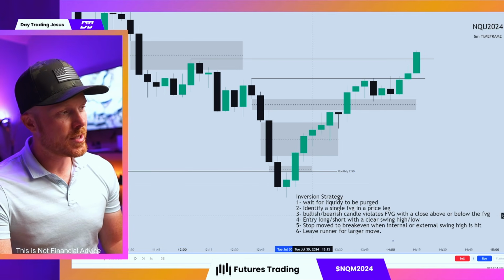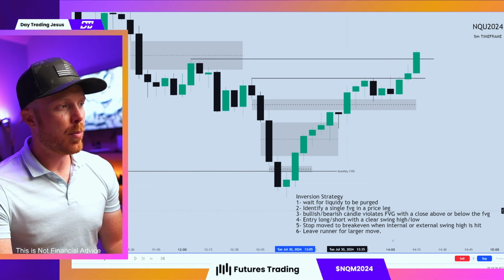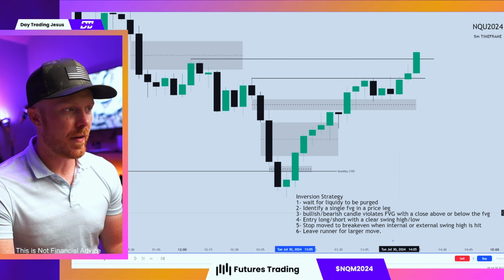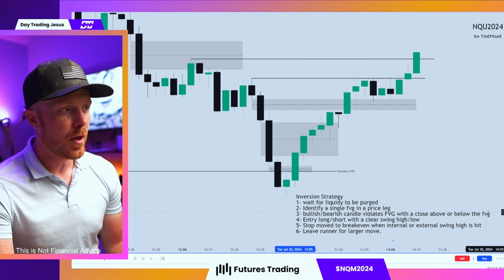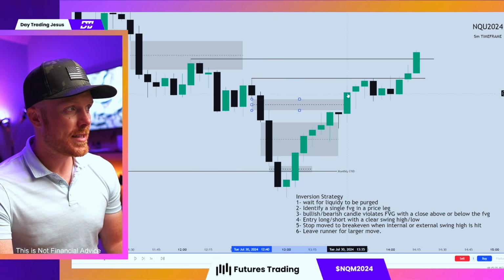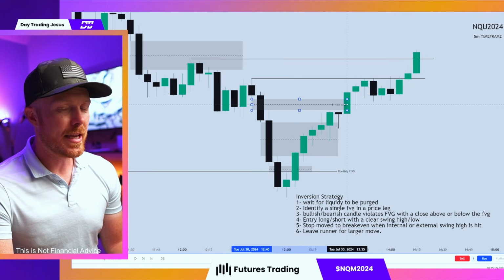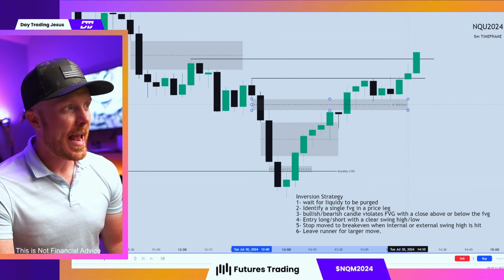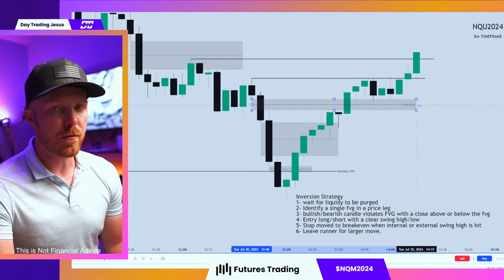So let's go on to step number 3. We want to find a bullish candle that violates this fair value gap with a close above the fair value gap. We get that right here. As soon as this closes above, it turns this fair value gap into an IFVG, and that is the entry point for our model.